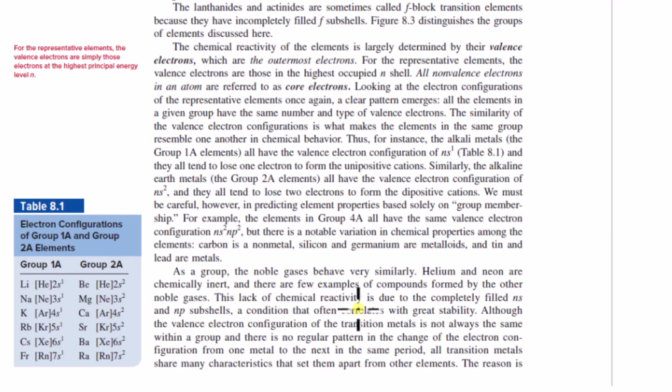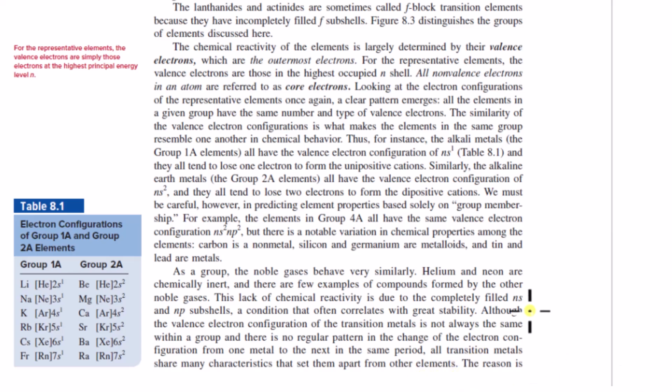This lack of chemical reactivity is due to the completely filled ns and np subshells, a condition that often correlates with great stability. Although the valence electron configuration of the transition metals is not always the same within a group, and there is no regular pattern in the change of the electron configurations from one metal to the next in the same period, all transition metals share many characteristics that set them apart from other elements.